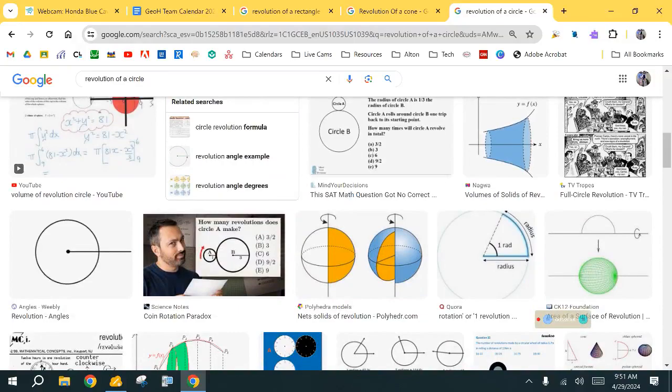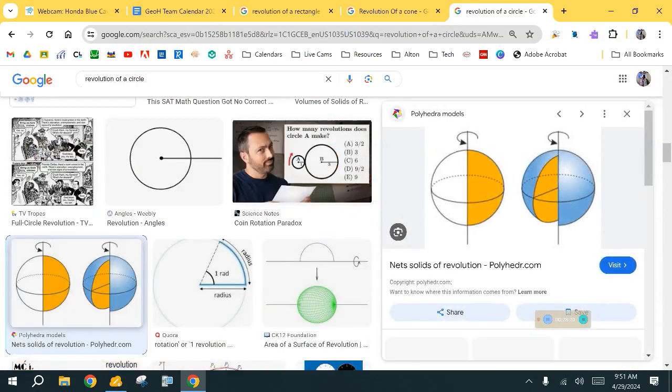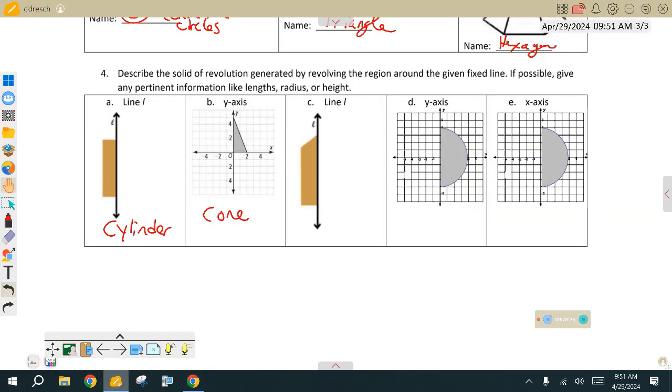Yep, there's a close one. Yep, that's what I needed. Alright, as you said, that's creating ourselves a sphere. Okay? And then what about the last one there? We're revolving about the x-axis.